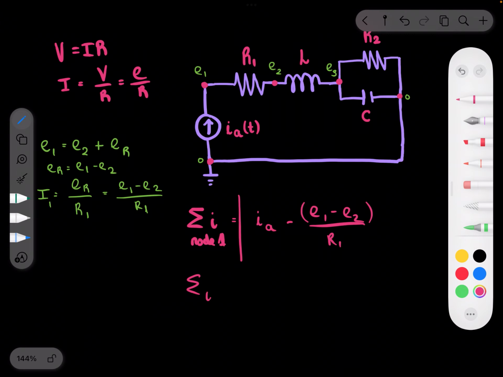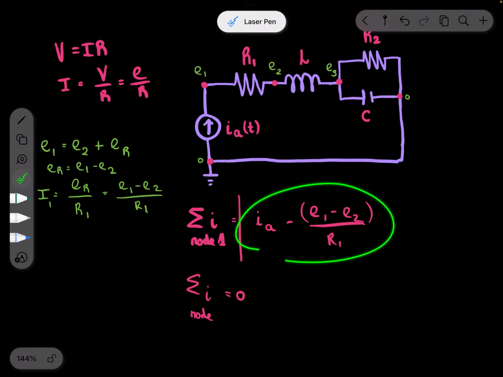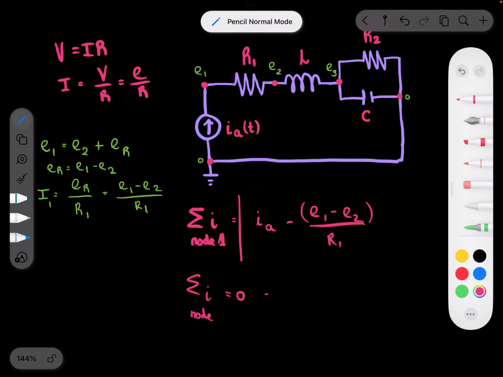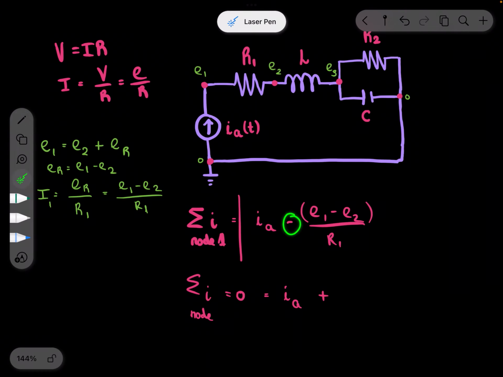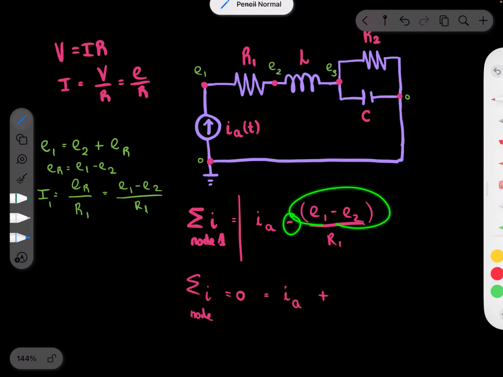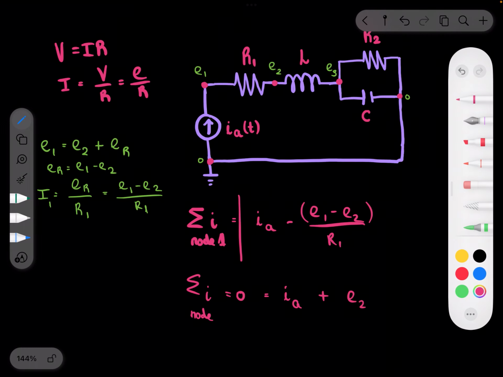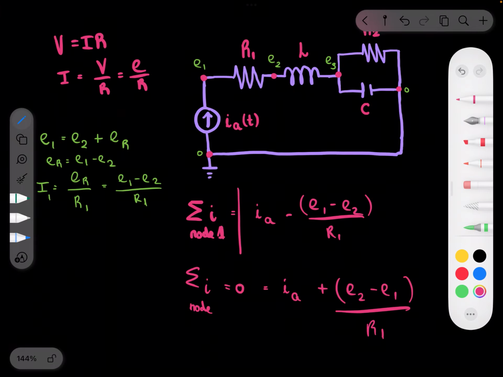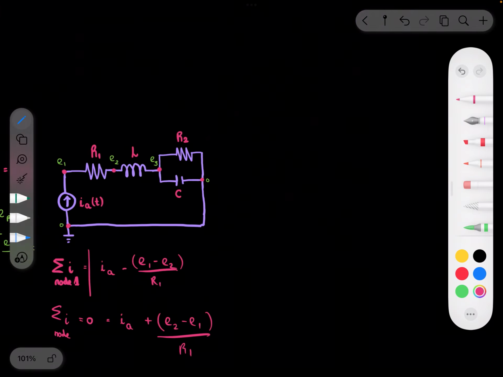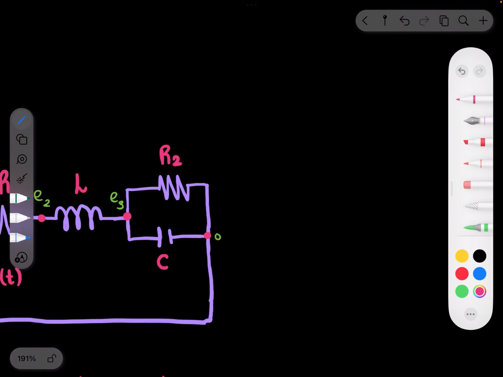This is in brackets. But we want to write the sum of current in node 1 as equal to 0. So rearranging this now to equal 0, you can write IA plus this time, and then just inverse whatever voltages you have in the bracket over R1. So that's for the first one.